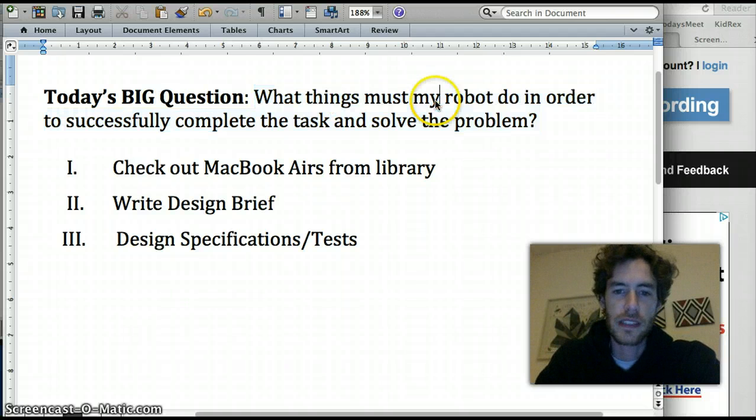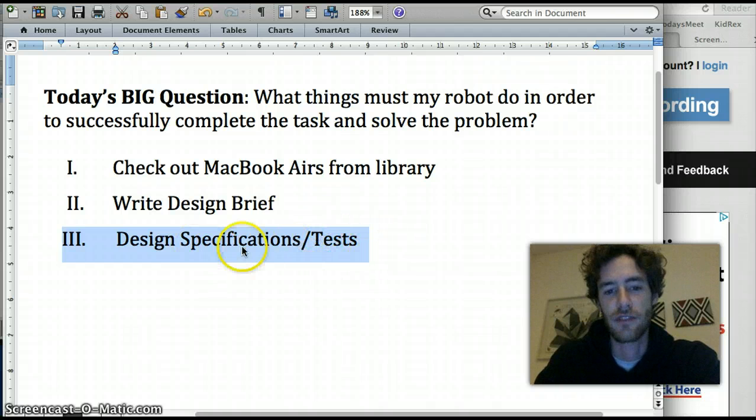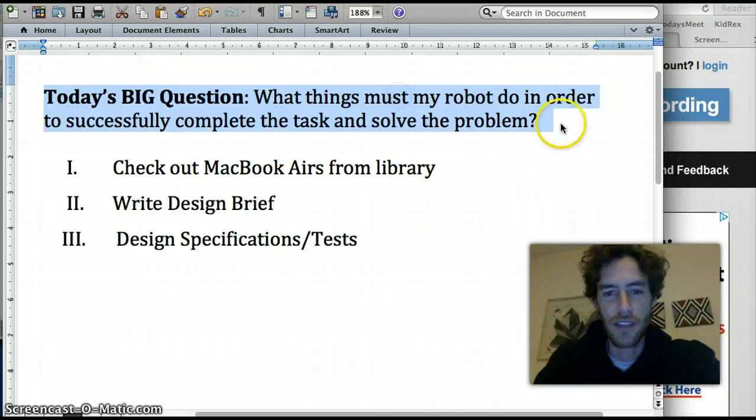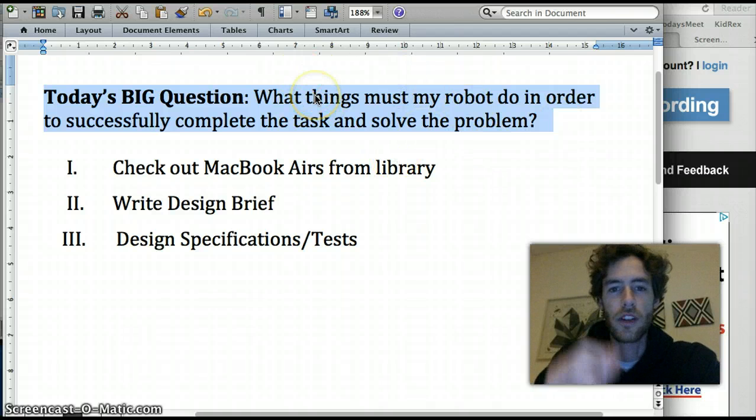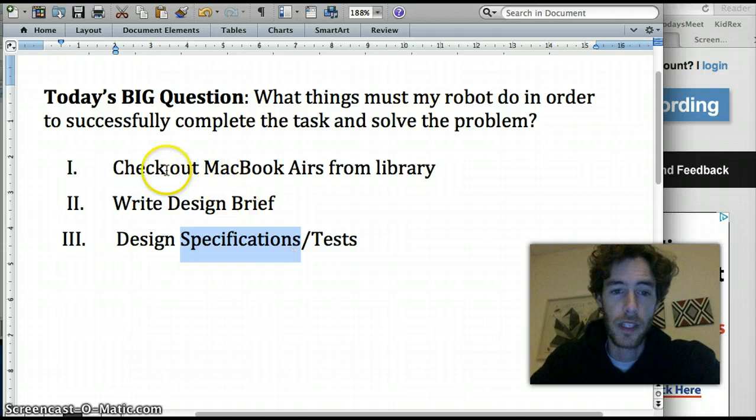Okay, I want you to consider this problem because at the end of class we're going to come up with design specifications and tests, and how to test for success of those specifications. So I want you to start activating your thinking about what are those required things that your robot must do, so that we can make design specifications for our product solution. Okay? All right, we'll get to that in just a second.